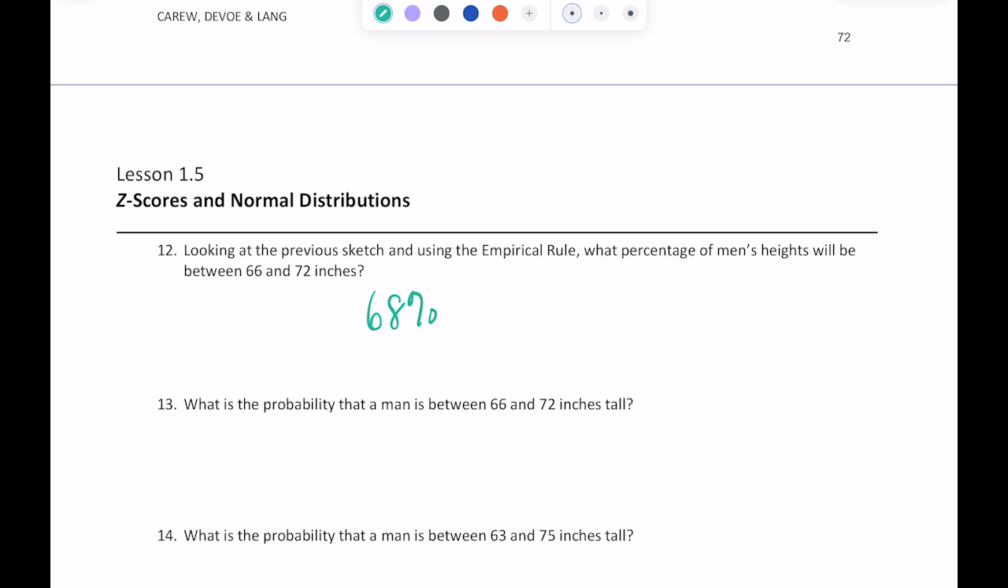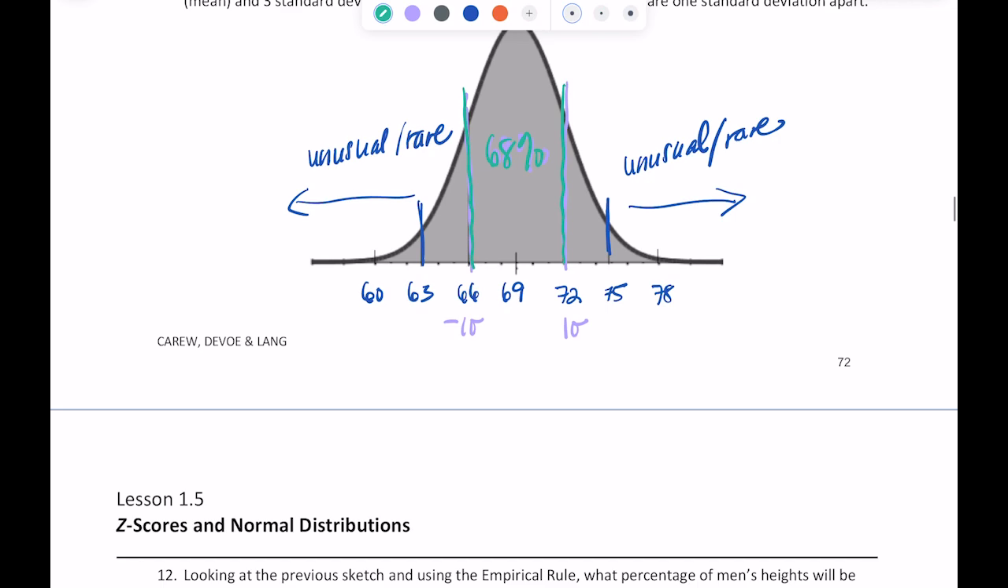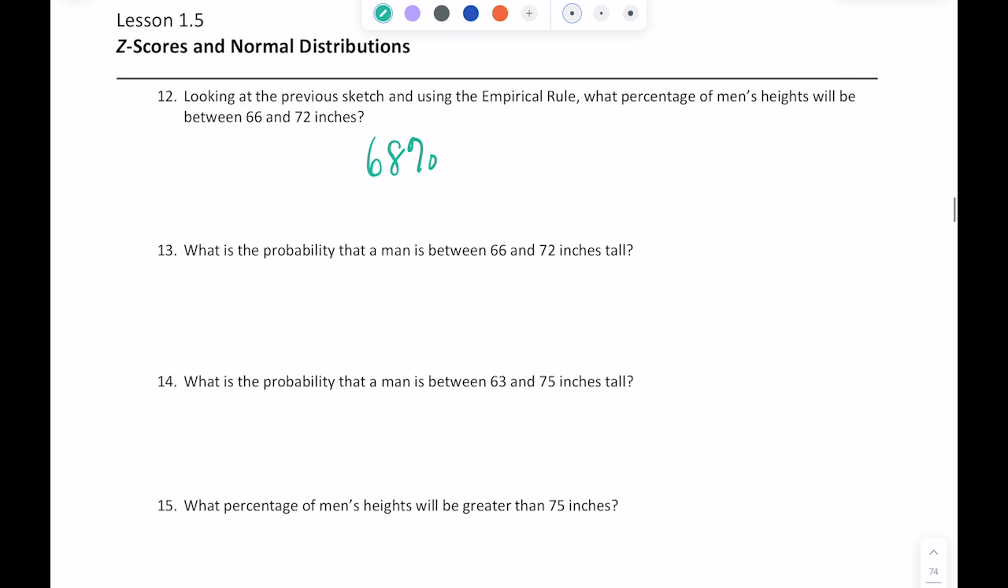So the probability, remember, of an event is just the likelihood that that event will take place. Or in other words, the likelihood that a man will have a height between 66 and 72 inches divided by the total possibility that they could. So our likelihood is 68% divided by the total, which would be 100% of all males. So that's just 68%.